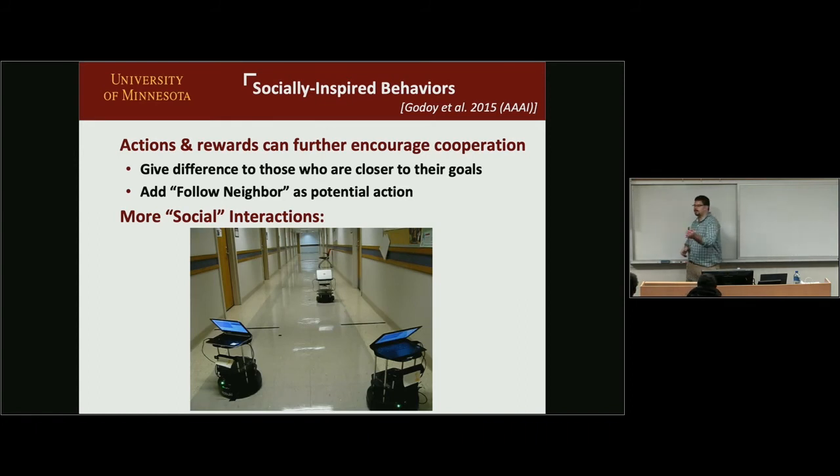And the second thing we did is, as you mentioned, we give deference to people who are closer to goals. So you get a priority. If you're closer to your goal than I am to my goal, I'm going to only be polite to you. And this gives us the ability to better handle these highly constrained scenarios.